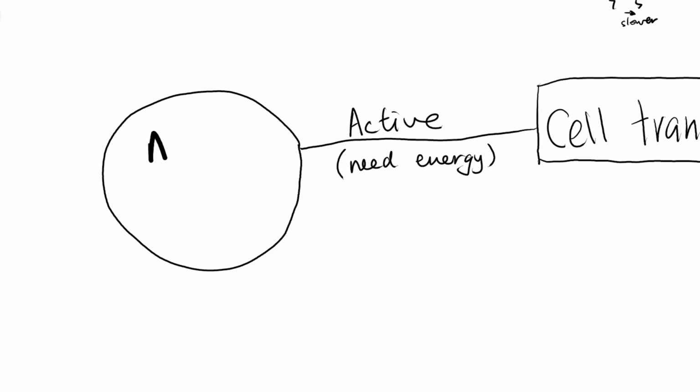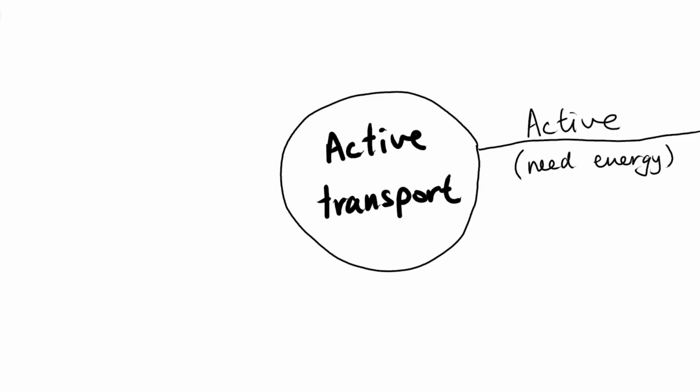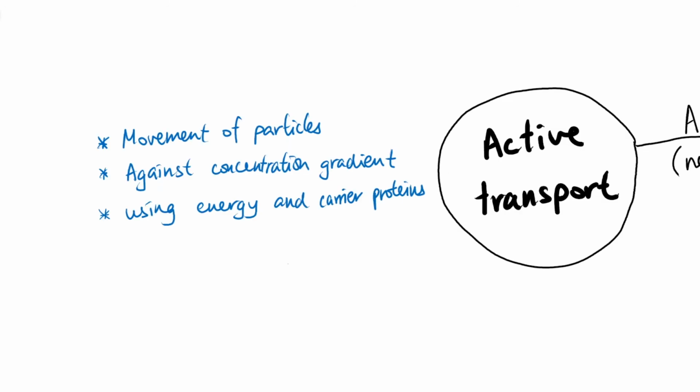This is active transport. Now, active transport, as the name implies, requires energy, and it's moving chemicals in a different direction. So active transport is the movement of particles against the concentration gradient using energy and carrier proteins. So you can see that we're not talking about net movement anymore, because net movement implies that the particles are allowed to freely move across the two different directions. But here, actually, we are specifically directing the particles to move in a particular direction.